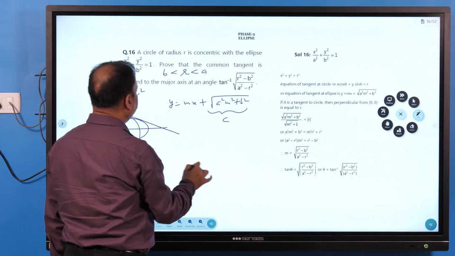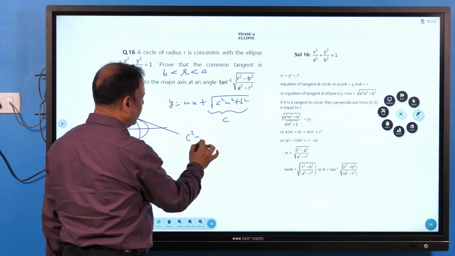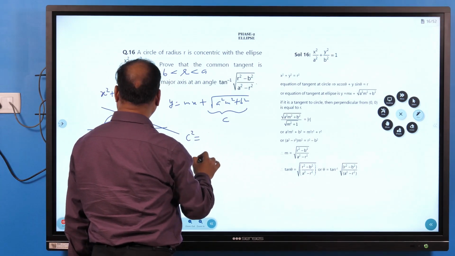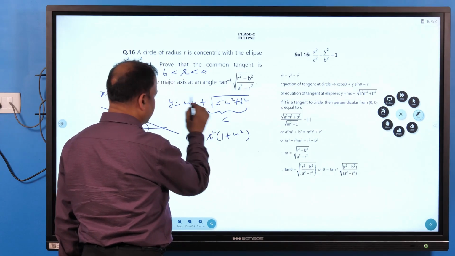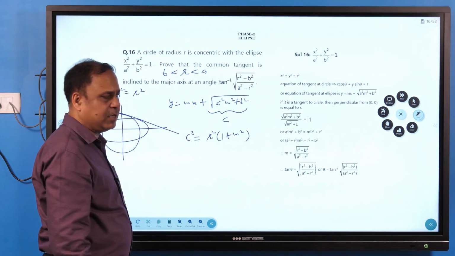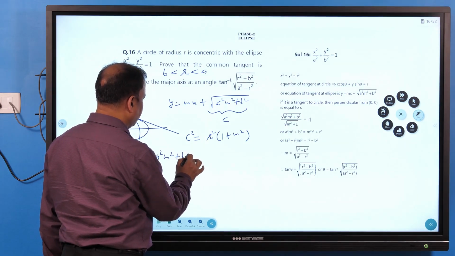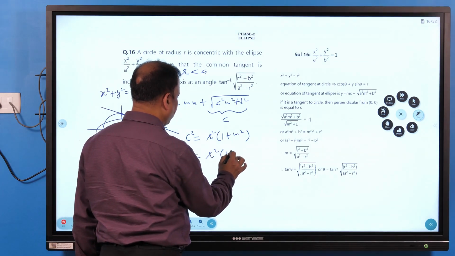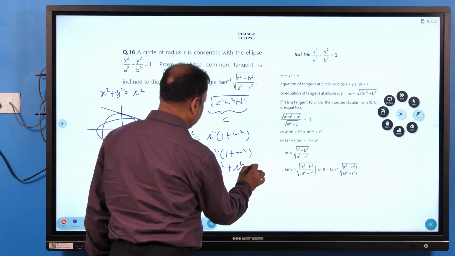If the line y is equal to mx plus c is tangent to x square plus y square is equal to r square, then the condition is c square is equal to r square into 1 plus m square, or distance from center must be equal to radius, that we can use. So a square m square plus b square is equal to r square into 1 plus m square is equal to r square plus r square m square.